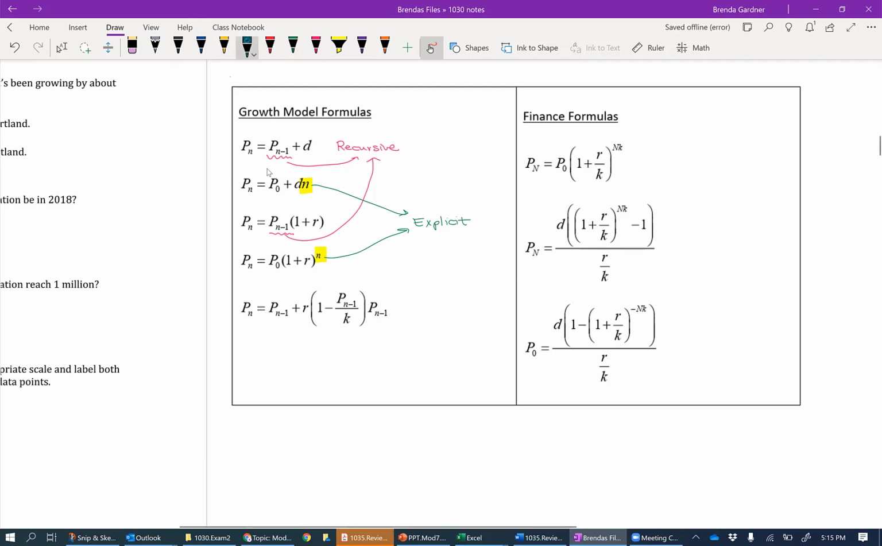And of course, the first two, because I have a D, and D means the difference or change in time, these would be linear. And if I ever have an R, so D is the clue that it's linear and R is the clue that it's exponential.